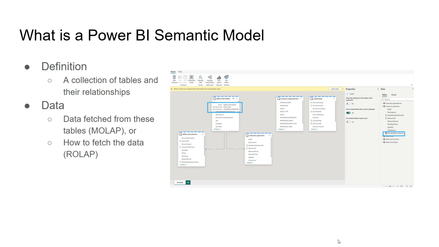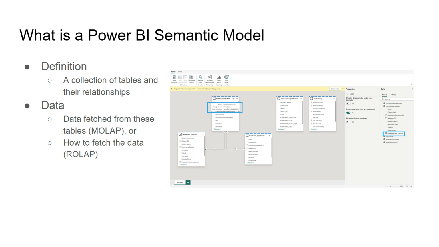Okay, but we talk about all this semantic model, but what is the model? What is inside the semantic model? So basically, there are two parts. One is a definition. What tables are you bringing data into this cube? Where do you get data from for this cube? That's in most cases, at least in our course, a collection of relational tables or star schema tables and their relationships.